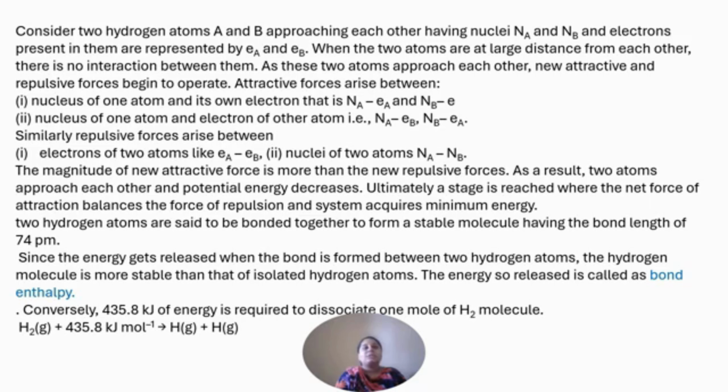So attractive forces arise between the nucleus of one atom and its own electron, that is Na-Ea and Nb-Eb, and between the nucleus of one atom and the electron of another atom, Na-Eb and Nb-Ea. Similarly, the repulsive forces are Ea-Eb and Na-Nb. The magnitude of the attractive force is more than that of the repulsive force.